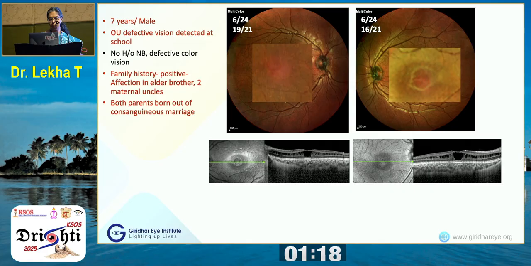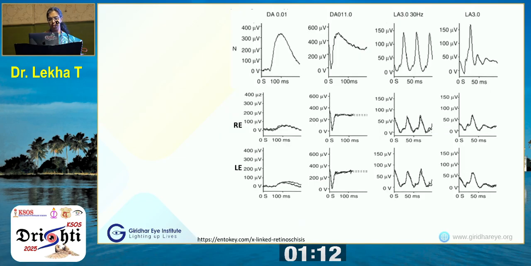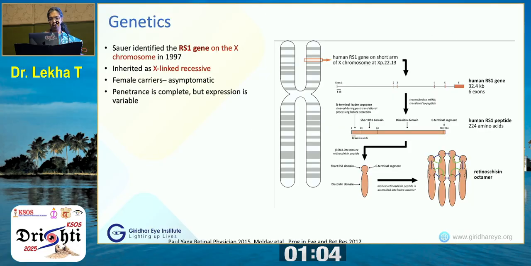But it is very well seen on OCT, especially the wide field OCT, which showed that these changes extend much beyond what could be seen clinically. And ERG showed the characteristic electronegative B wave, which is suggestive of juvenile X-linked retinoschisis. This is due to a defect in the RS1 gene located in the X chromosome. It is inherited in an X-linked manner.